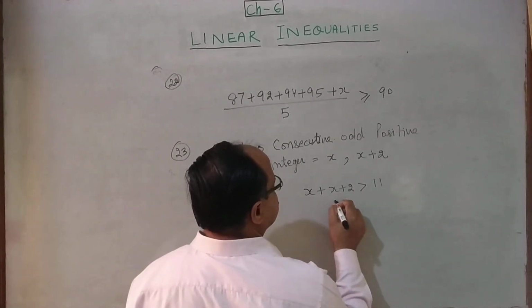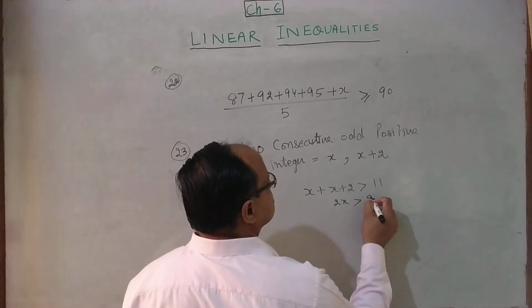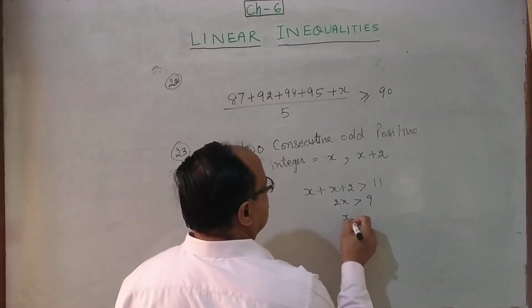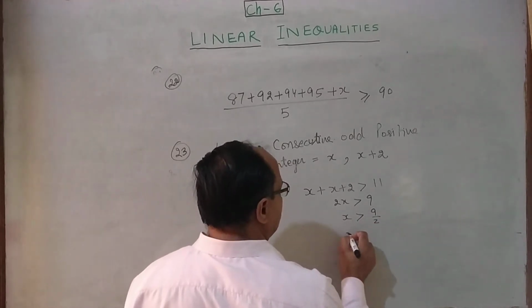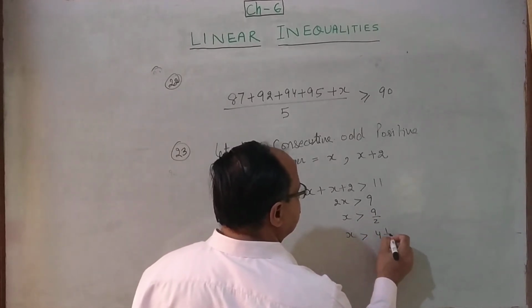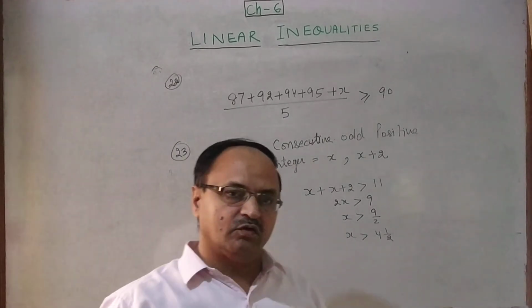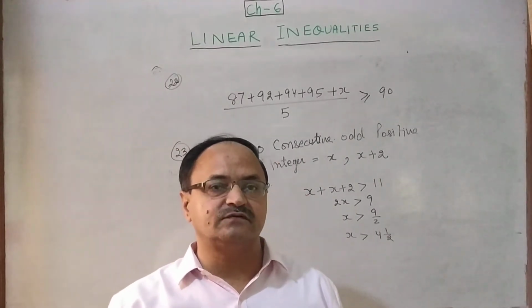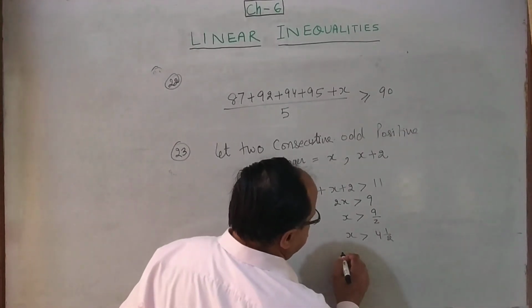x plus x plus 2, that is 2x plus 2, greater than 11. So 2x greater than 11 minus 2, that is 9. Therefore, x greater than 9 by 2. 9 by 2 means 4 and a half. Correct? Now, can you tell me, greater than 4 and a half, odd number?